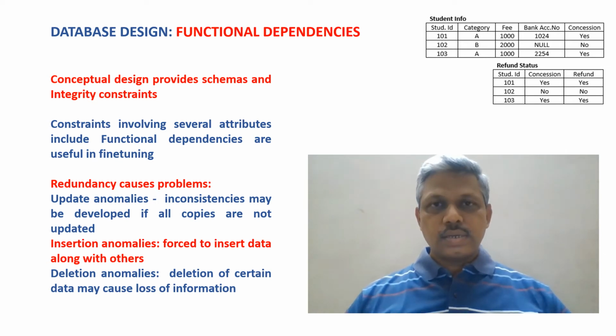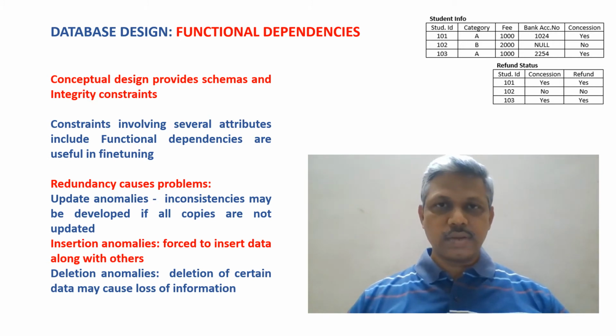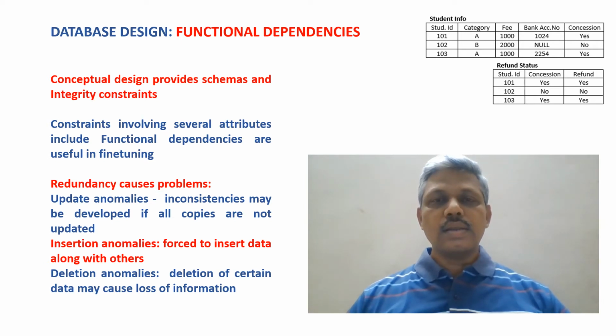Now if we look at deletion anomaly, it looks peculiar. Suppose in the first table, I delete the second row, because the student with student ID 102 has left the institution and his details are deleted from the table.